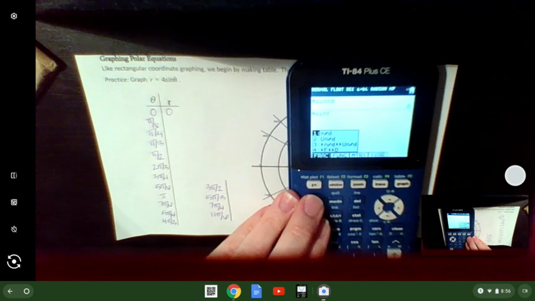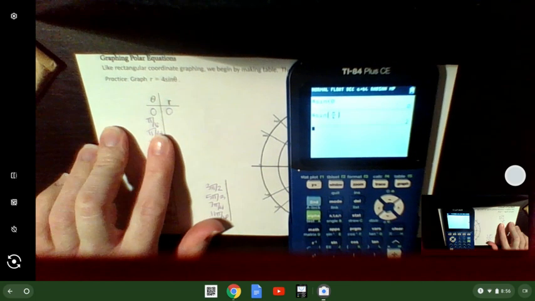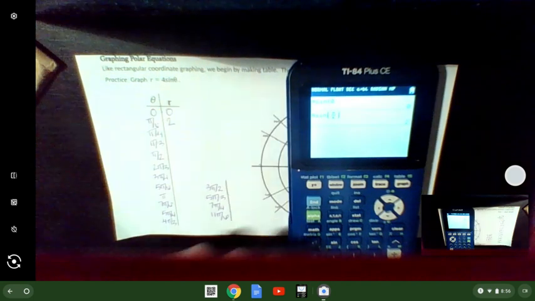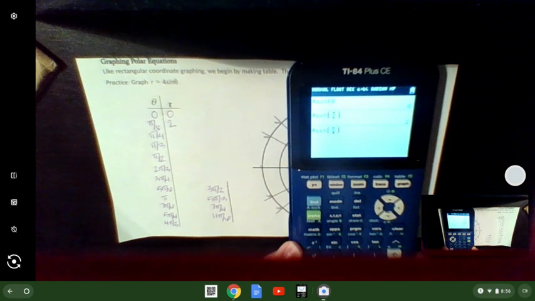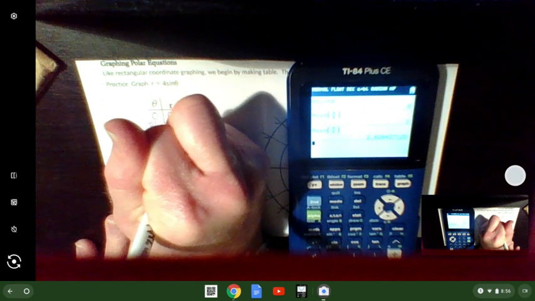4 times the sine, I would type things in as fractions, helps avoid mistakes, of pi over 6, 2. Again, really easy. 4 sine pi over 4. Okay, there we go. Decimal. 2.828. So Mrs. P, how many decimals do you want?